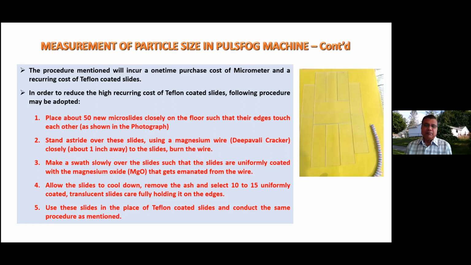Take it out, then put it near a microscope with the micrometer. Then measure the particles, average or total number, where you have 90% of the particles less than 25 micron. So you can be assured that your pulse fog machine is working well.